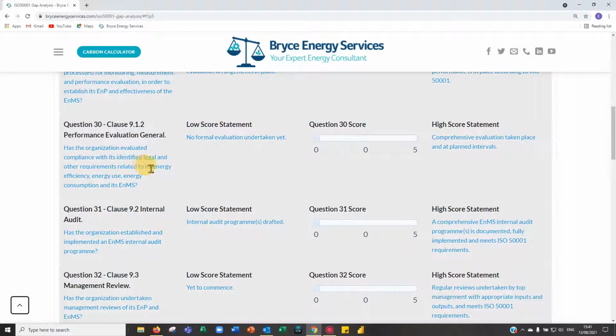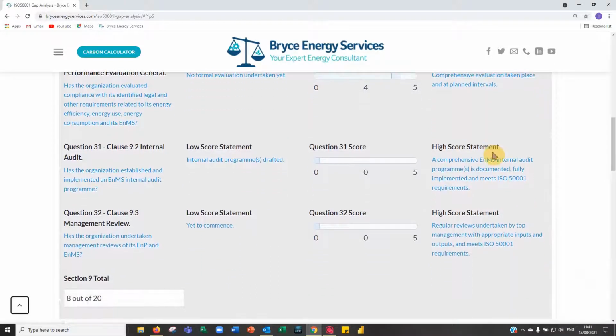Compliance, identified legal and other requirements. So again, we're coming back to one of the earlier points. Have all the legal obligations been met and that information provided for? Comprehensive evaluation taking place and at planned intervals. Internal audits. Are you doing internal audits of the system? Both of the system and of the results. So, the system itself says you shall do a review. Well, go check if people have done the review and then check that the review is correct.